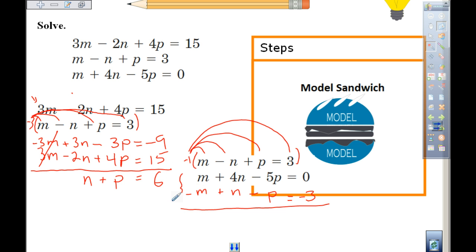Alright, so I'm adding just these two together. Once again I get 0. This time I get 5n, negative 6p, and 0, negative 3 is negative 3. Alright, so goal 1 attained.